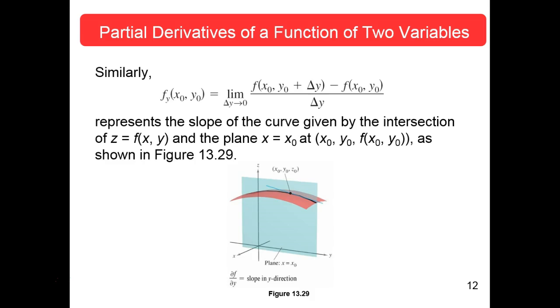Similarly, for the partial of f with respect to y at x0, y0, do the plane at x equals x0. Wherever that is, come out here at x0 units. And then here's the curve, because that's coming from that direction. That's indeed your intersection of x equal to x0 and the remaining part of that function.